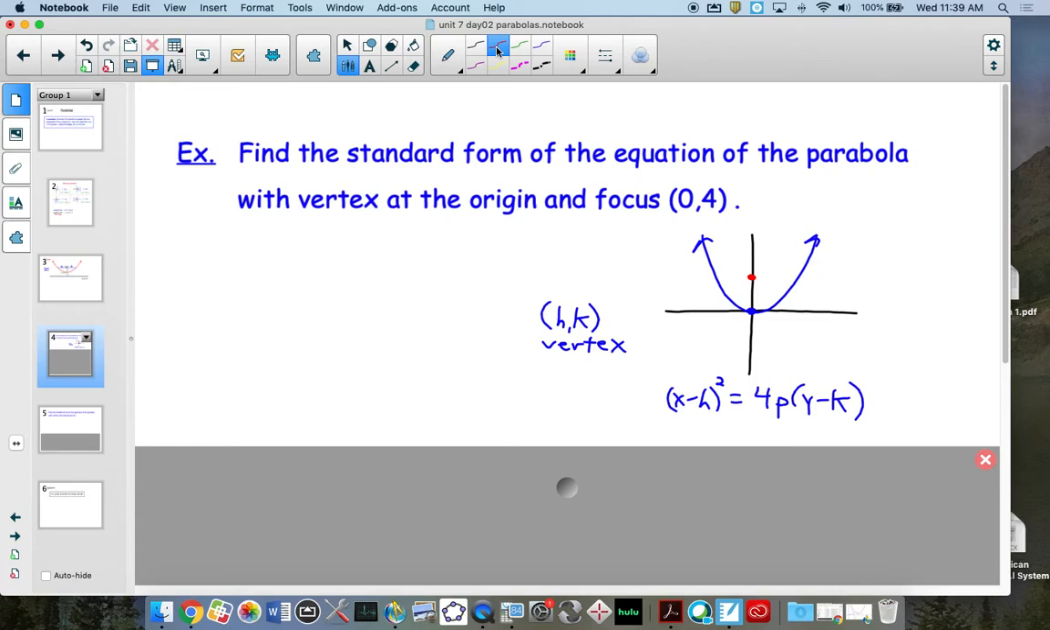Now remember, the distance from the focus to the vertex is 1p. So since your focus is at 0, 4 and your vertex is at 0, 0, that tells me that p is equal to 4. So now I'm ready to go ahead and write the equation. So it's x minus 0 squared, or just x squared, equals 4 times p, which is also 4, times y minus 0. So in other words, x squared equals 16y is the standard form for the equation of this parabola.